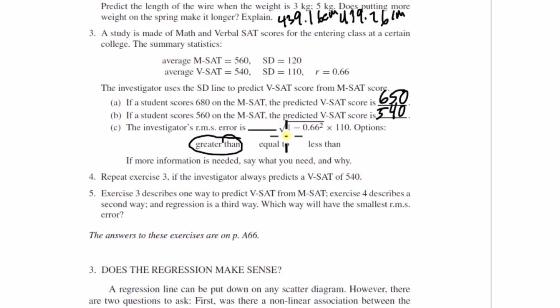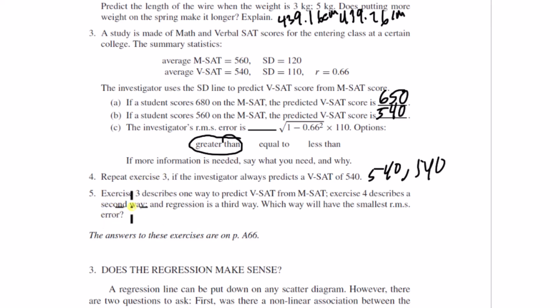So in that case, as far as part C, we know that the answer is going to be greater than as well, because this is the standard deviation in the Y, and we know that the regression line isn't horizontal. We just know that r is not equal to 1, so it's going to lower the 110. But for the other questions, if a student scores 680 on the MSAT, the prediction is just always 540. The answer to part A and B is 540. They told us that. They're always predicting 540 no matter what.